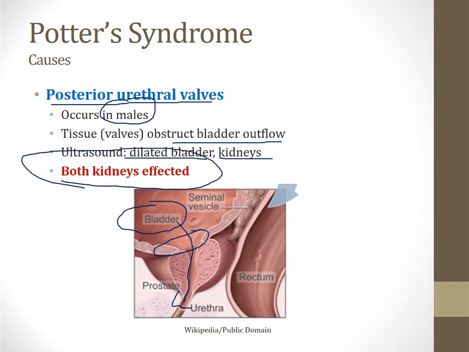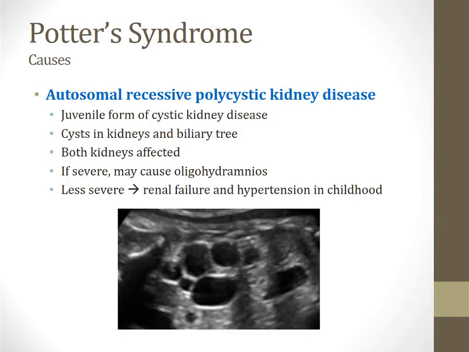We talked earlier about some causes of hydronephrosis in one kidney. In this case, you will have hydronephrosis of both kidneys. And when you see that described in a fetus, especially if it's a male fetus, you should think of posterior urethral valves. Another potential cause of Potter syndrome is autosomal recessive polycystic kidney disease.